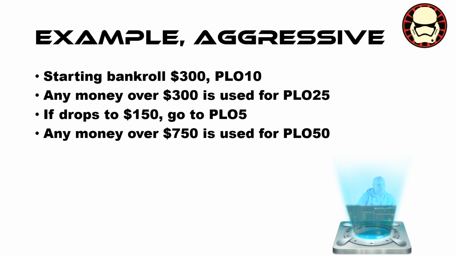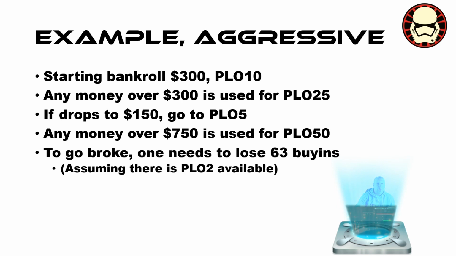But the number of buy-ins you need to lose to go broke is 63, assuming there's PLO 2 available. So if you follow the bankroll, you start 300 with PLO 10, then you have 30 buy-ins. But then when you lose 15 buy-ins, you go to PLO 5, and there you have to lose 18 buy-ins to go to PLO 2 if there's PLO 2 available. And on PLO 2, you have to lose 30 buy-ins to go broke. But if you have a downswing of 63 buy-ins, it means your bankroll is zero. And it's not impossible. We just saw on the variance calculator that downswings over 50 buy-ins happen.